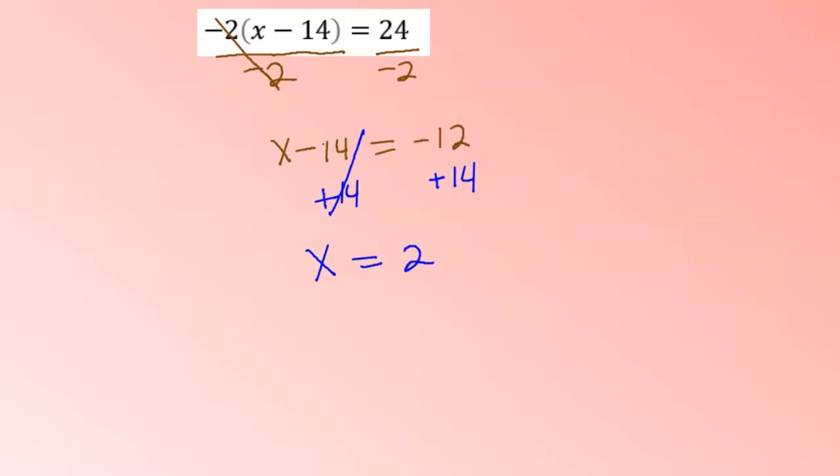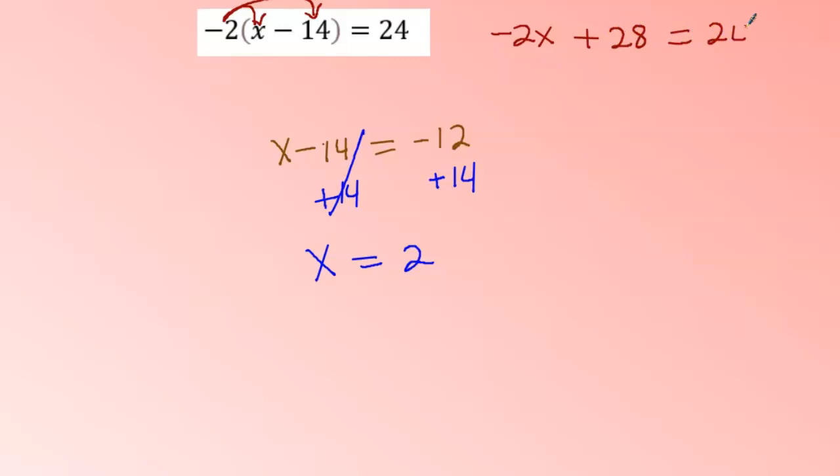answer. If we want to use the other method, the distributive, we distribute this over the subtraction, so that would have given us negative 2x plus, negative times negative would have given us positive 28, and then here 24. We want to get rid of this. It's positive, so we subtract to make it 0, and we have to repeat the same thing. Then that goes away, we get negative 2x here, and here we get negative 4.